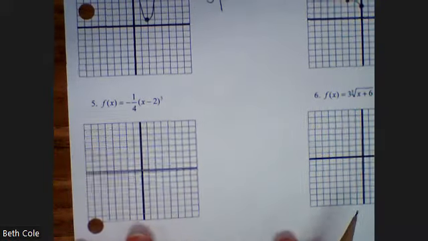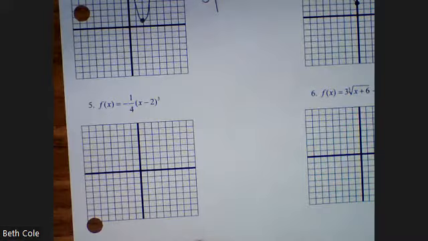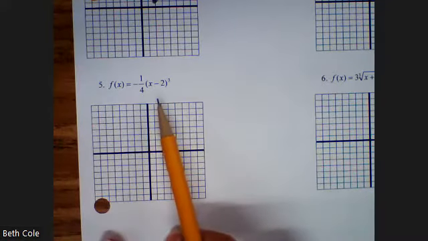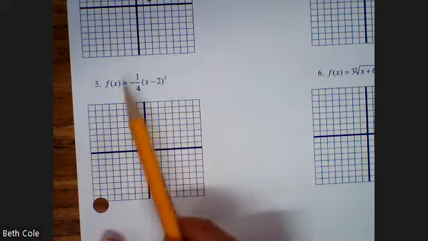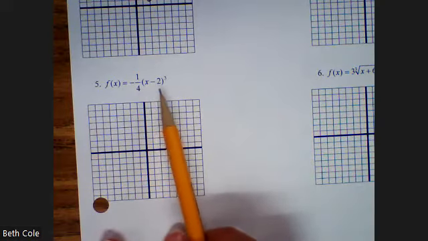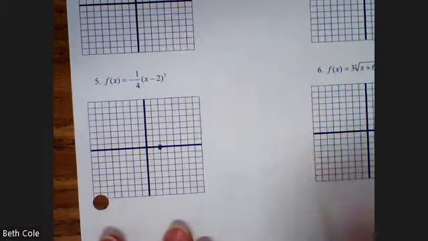All right, we did number 4. Number 5, what is that parent function? Cubic, so it's going to be like the wiggly thing. Thank you. What direction did it shift? Right 2, good. So go right 2 and put a point.